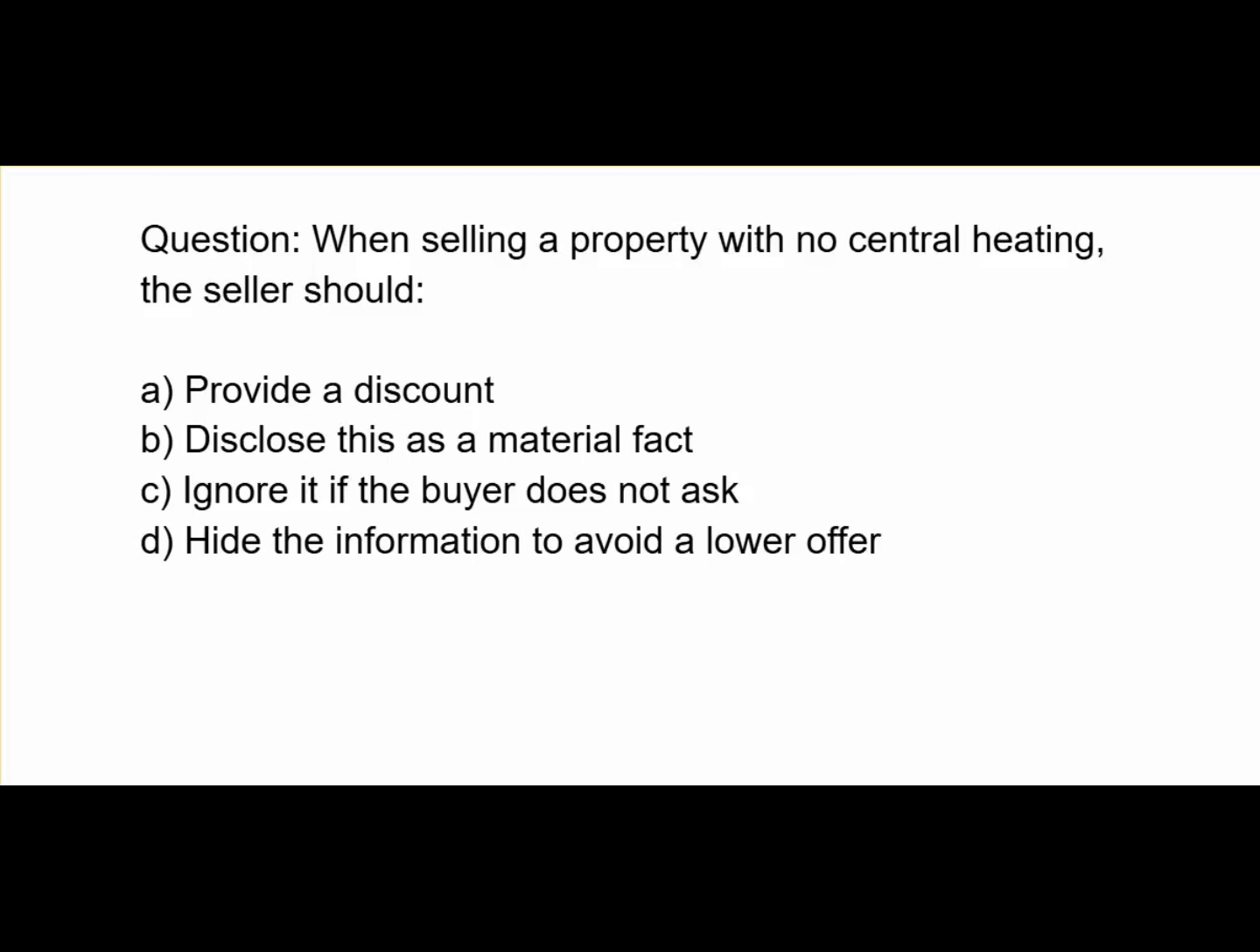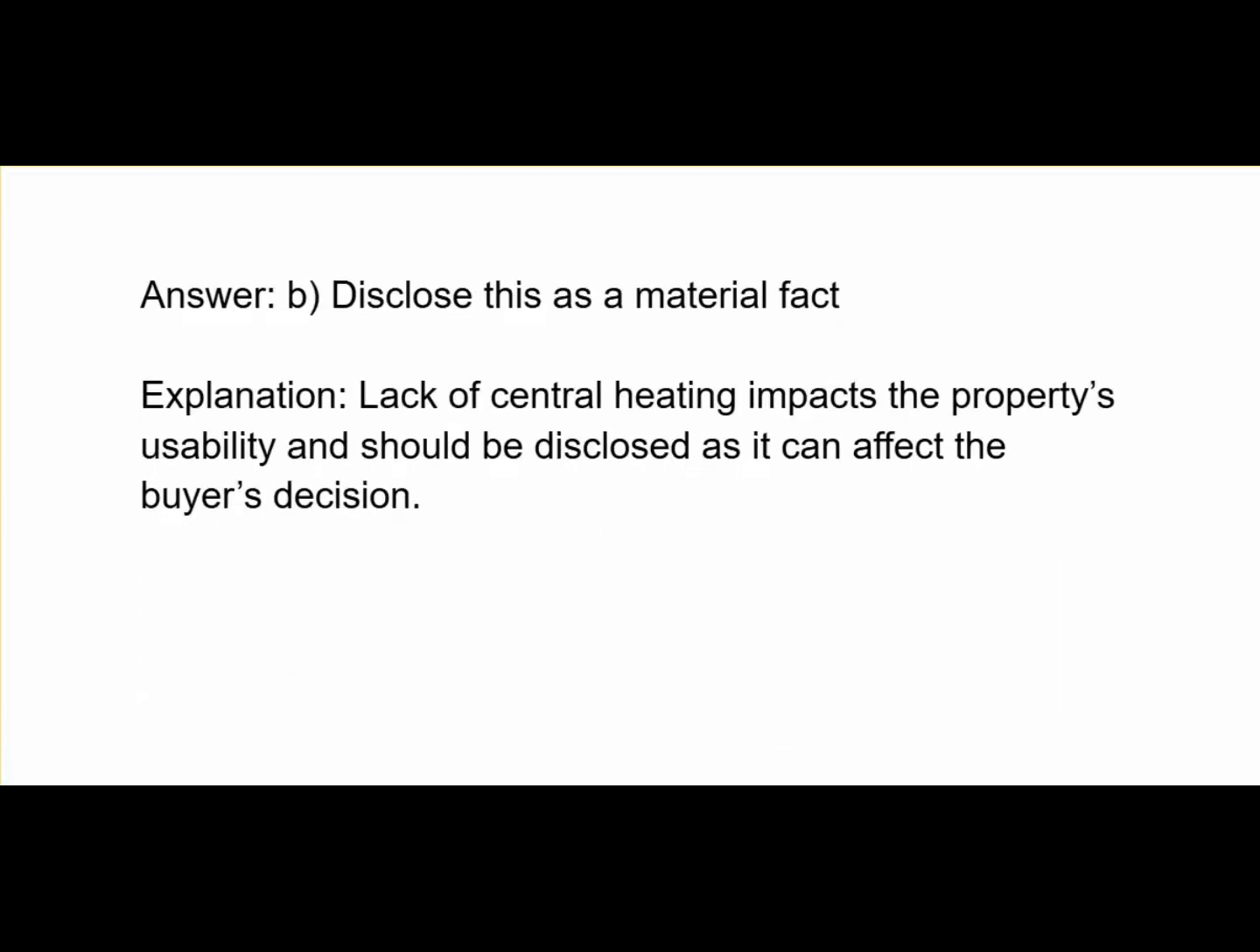When selling a property with no central heating, the seller should A, provide a discount, B, disclose this as a material fact, C, ignore it if the buyer does not ask, D, hide the information to avoid a lower offer. B, disclose this as a material fact. Lack of central heating impacts the property's usability and should be disclosed as it can affect the buyer's decision.